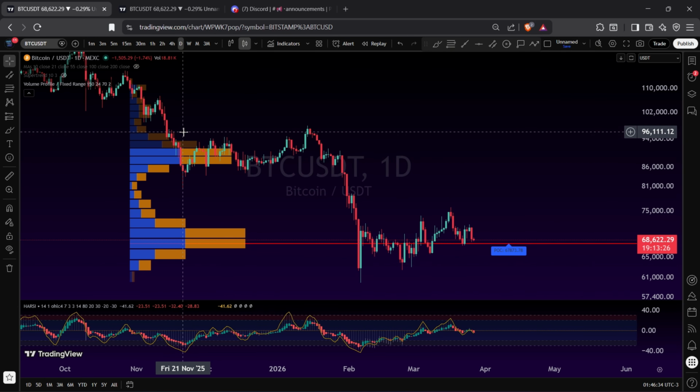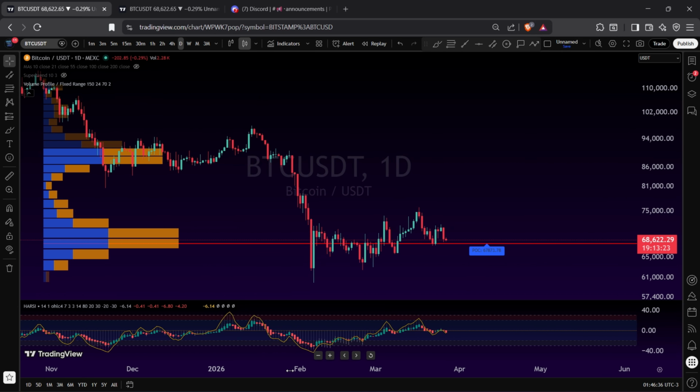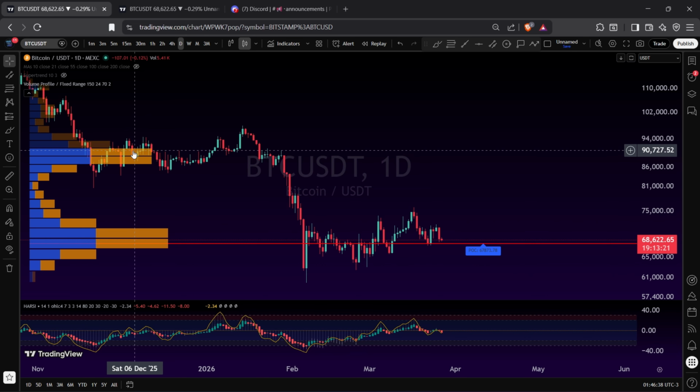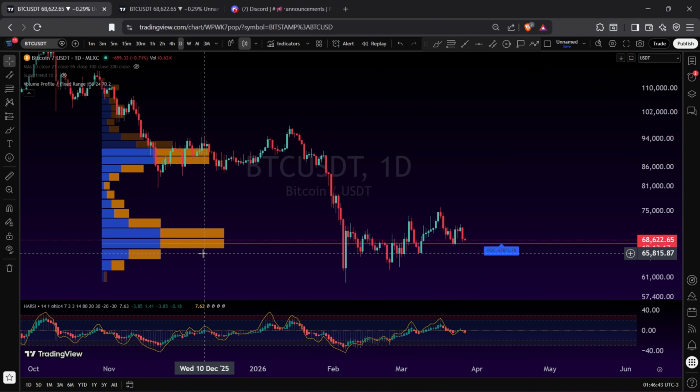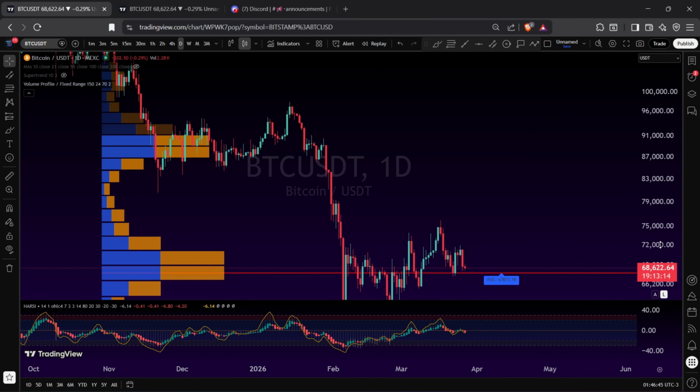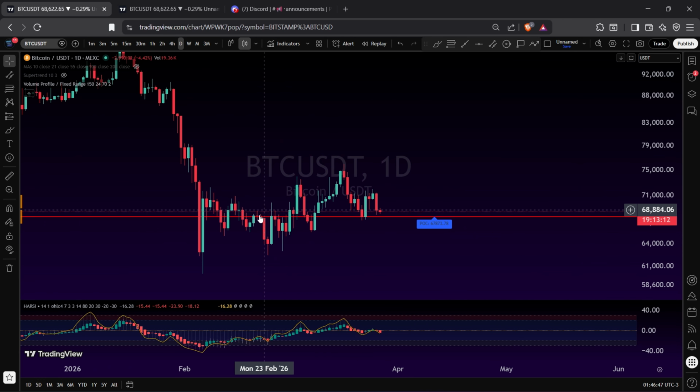The volume profile plots horizontal bars on your chart, showing you exactly how much capital was traded at specific price levels. This tells us where the real value areas are located. It highlights the point of control, which is the exact price level with the highest traded volume.